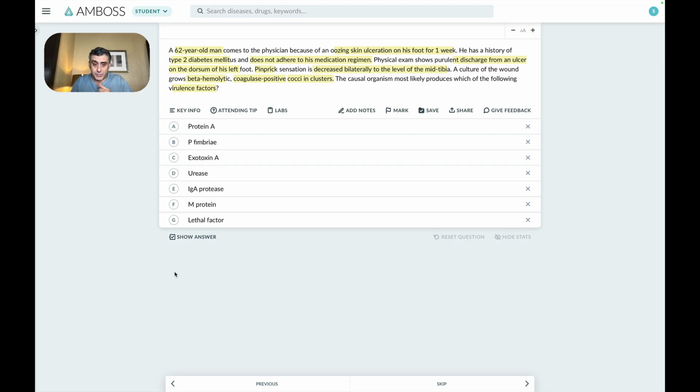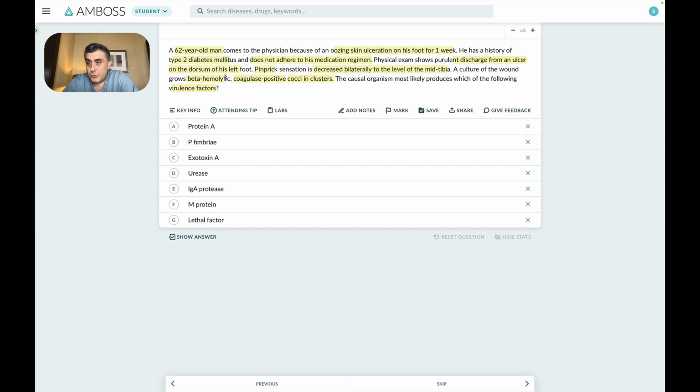That's why IgA protease allows strep, H. influenza, and Neisseria to live in the areas where there are mucous membranes. And M protein is a virulence factor for Strep pyogenes, which is beta hemolytic. I can see somehow people choosing this answer because you see beta hemolytic.